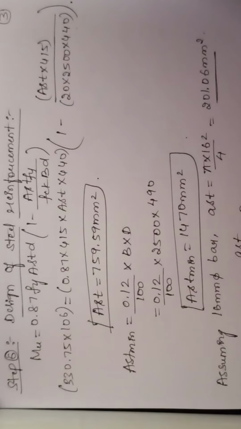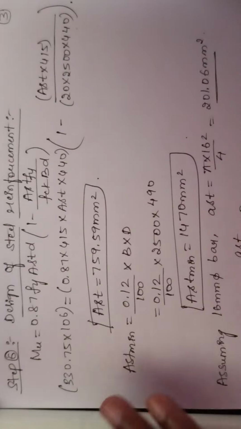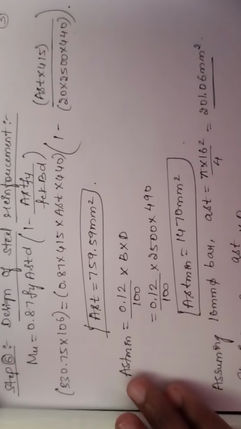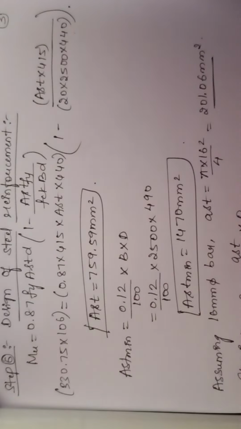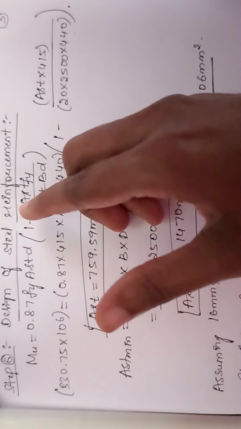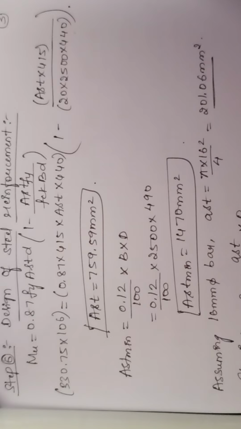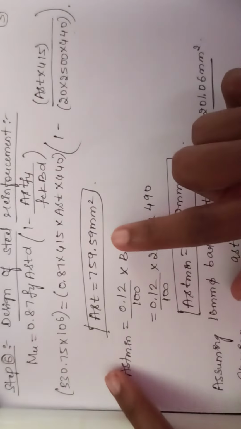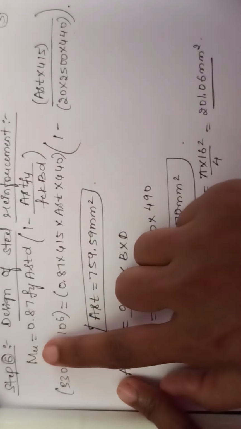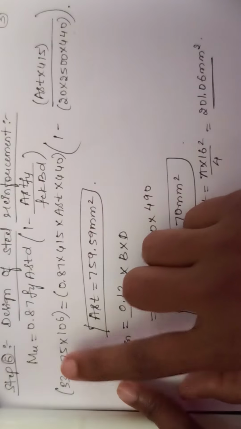Moving to the next step, in step number 6, we will be designing the steel reinforcement here. For designing, we have to take the formula of bending moment, that is the ultimate bending moment, and the formula is 0.87 fy Ast d into 1 minus Ast fy by fck into bd. I am extracting the formula from IS 456 2000, page number 96, I think, or 96 or 93. So now we got the value of Mu, that is 330.75.